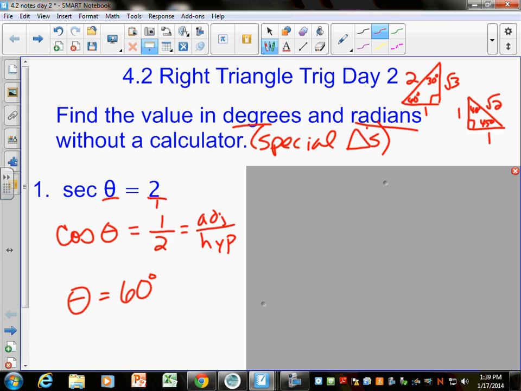Eventually, maybe you'll just know both of these in degrees and radians. But if you didn't, how do you change from degrees to radians again? Pi over 180. So 60 over 180, that's going to reduce down to 3 on the bottom. So 60 degrees is always pi thirds. Kind of, sort of, maybe, vaguely with me on that? That's what it means by do without a calculator. What about this one?